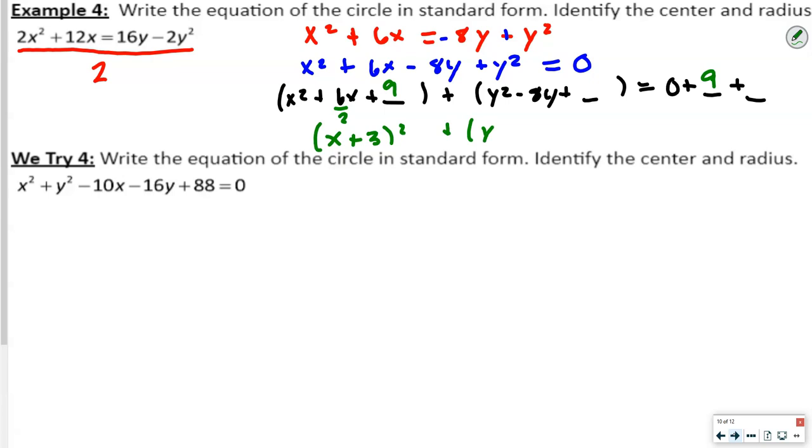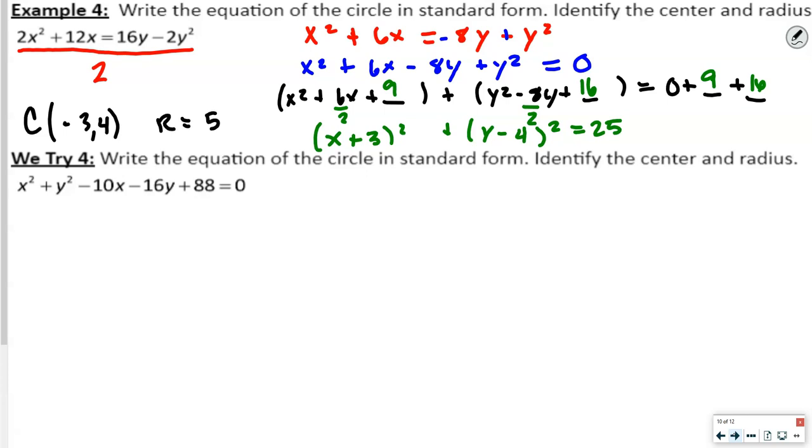Plus our y, divide that by 2. That's going to be negative 4 squared. Negative 4 times negative 4 is 16. Plus 16. So this is going to be 25. So what's our radius? Our center. Let's do our center first. Okay, our center is going to be negative 3, positive 4. Remember, when you pull the numbers, you change the signs. And our radius is going to be equal to 5 because that's the square root of 25.